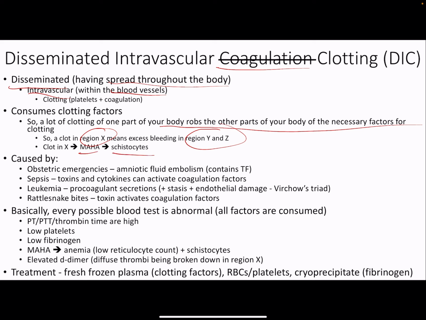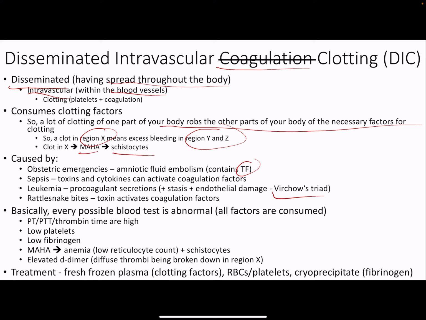Now, what can cause DIC? Obstetric emergencies, because the amniotic fluid has tissue factor; sepsis, the toxins and cytokines, kind of like we saw with HUS, the E. coli toxins. These can activate coagulation factors. Leukemia, we'll see this when we talk about Virchow's triad. Various types of cancers can produce molecules which are pro-coagulation. Rattlesnakes, randomly, their venom can precipitate coagulation. It can activate coagulation factors.